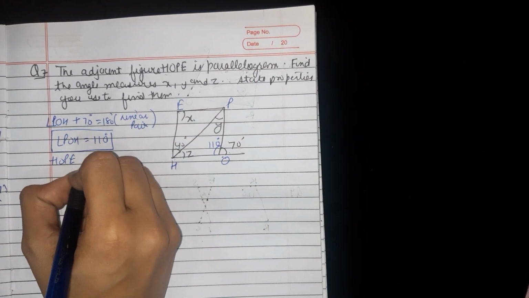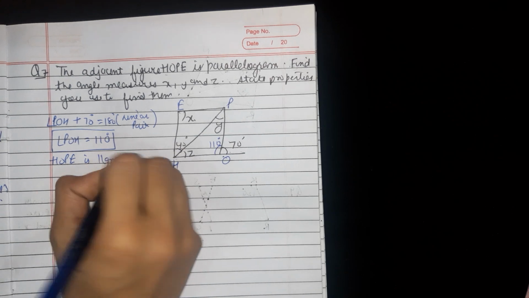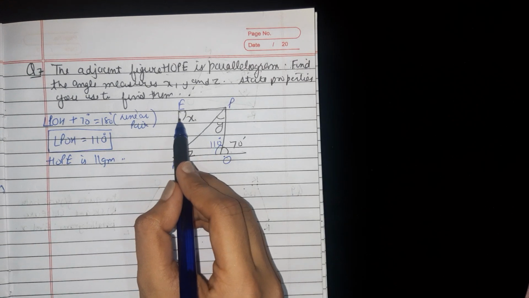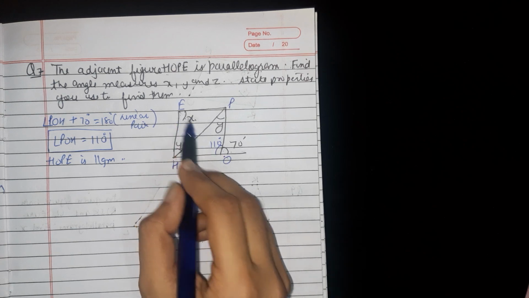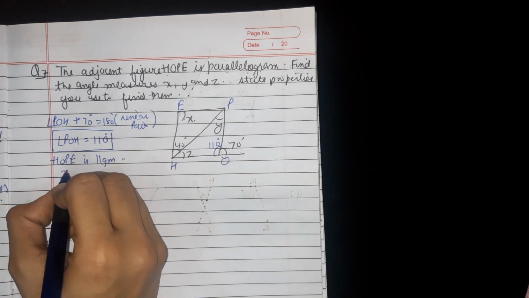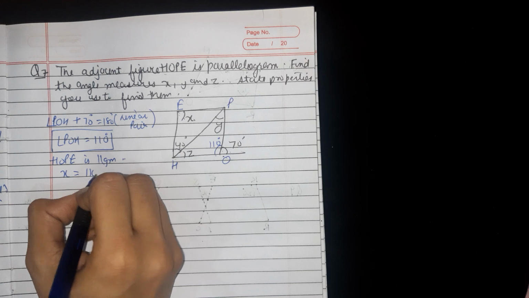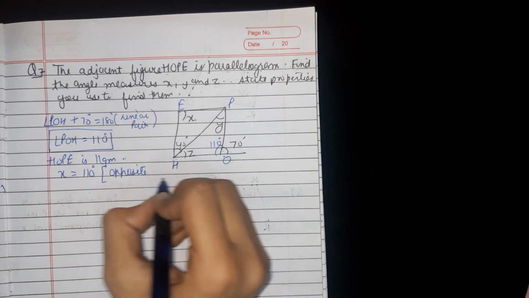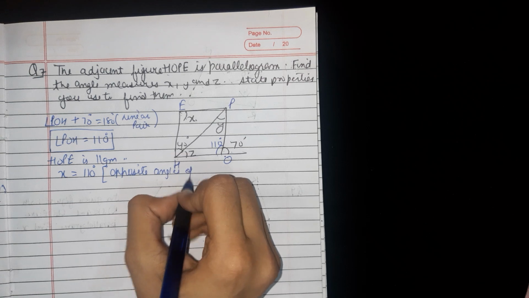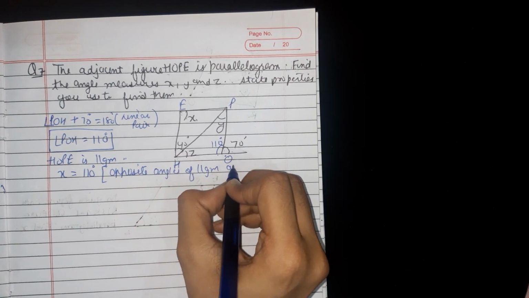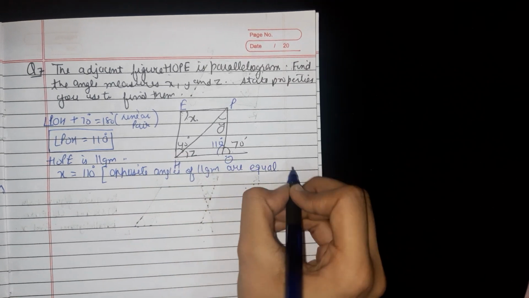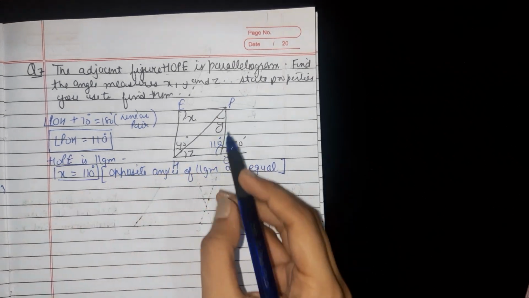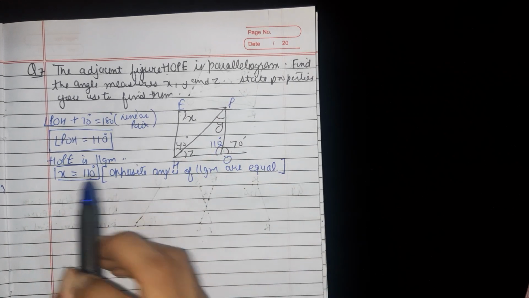Since HOPE is a parallelogram, and we also know the properties of a parallelogram, that is the opposite angles of the parallelogram are equal. So x is equal to 110 degrees because the opposite angles of a parallelogram are equal. So angle x will be 110 degrees.